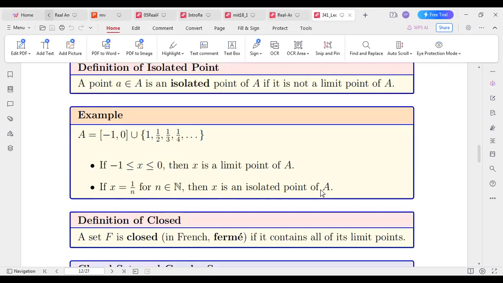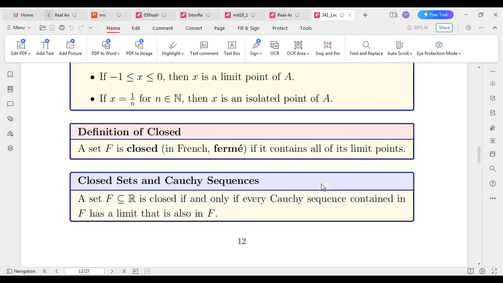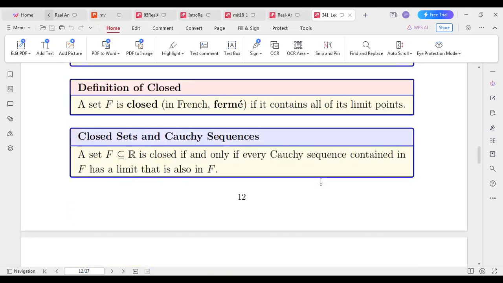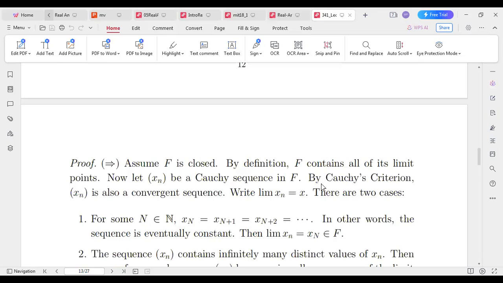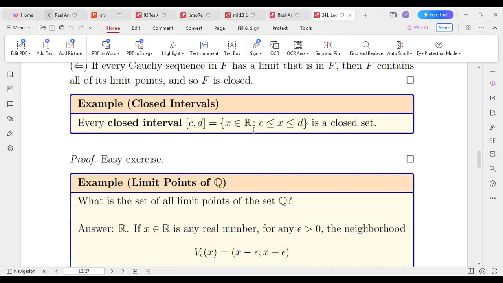Now, similarly, the definition of closed in terms of limit points: a set F is closed if it contains all of its limit points. Now, a closed interval can be defined this way: every closed interval [c, d] can be written as X belonging to R where X lies between c and d, c less than or equal to X, X less than or equal to d.